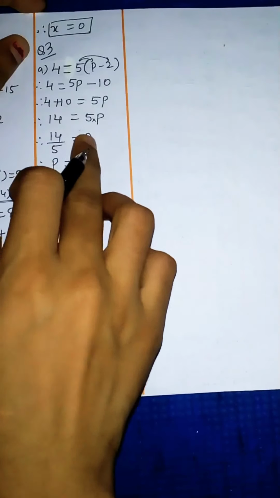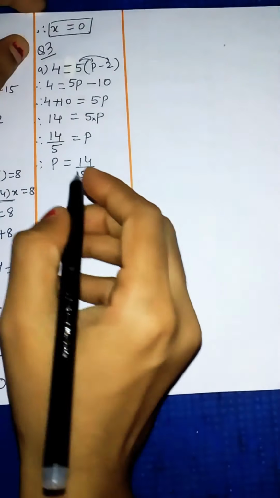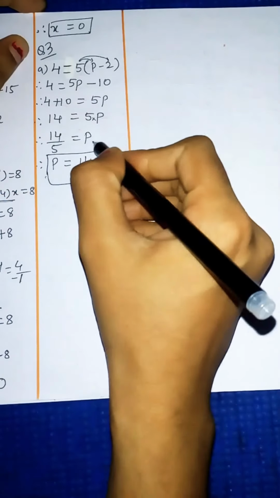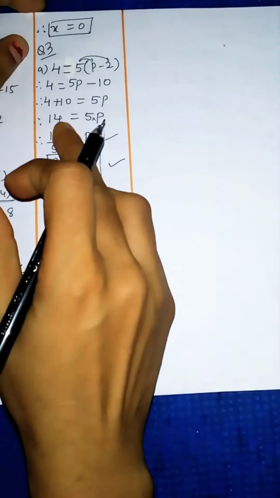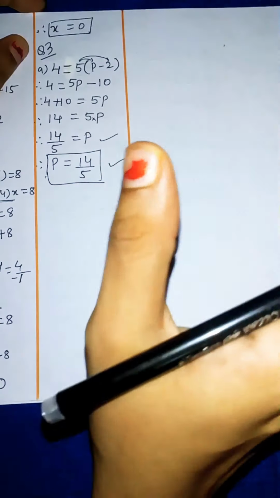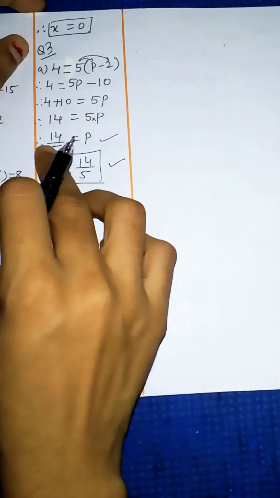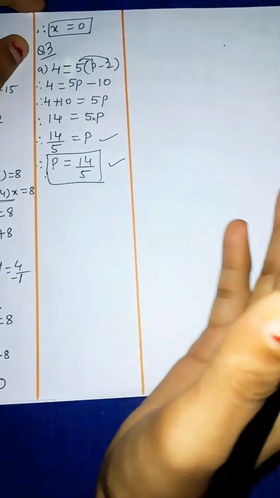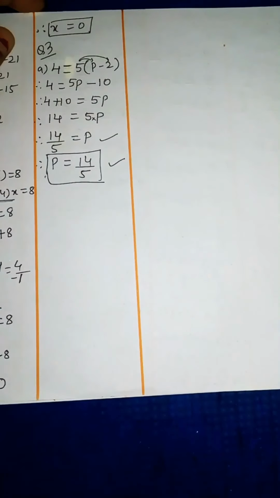So this is equal to p, or p is equal to this. Both are same. So you can write it this way also or this way also. This is also correct and this is also correct. 14 upon 5 equal to p, or p equal to 14 upon 5. ये दोनों equal है, तो पहले इसको लिखो या इसको लिखो. That will not make any difference. So this was the first one.